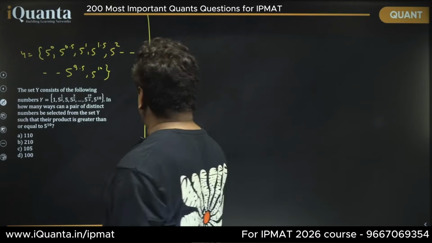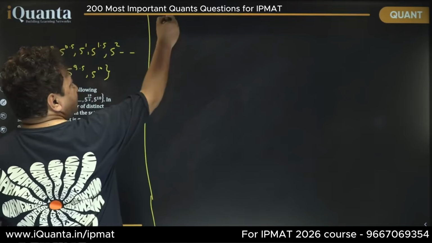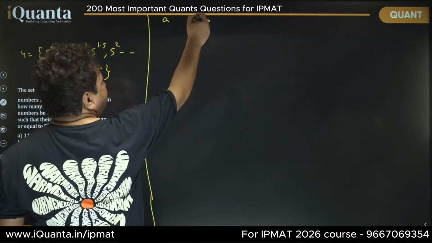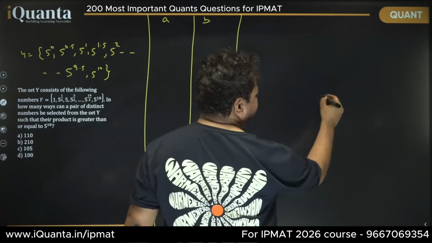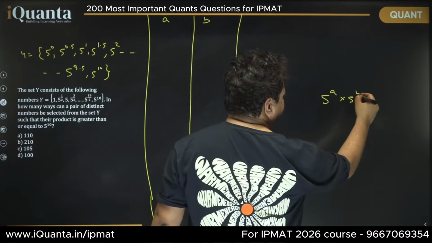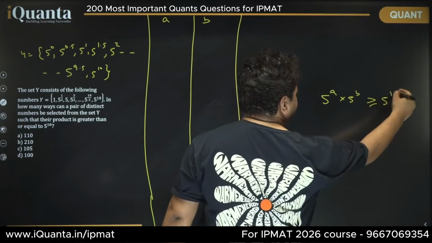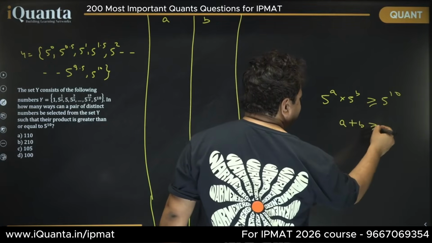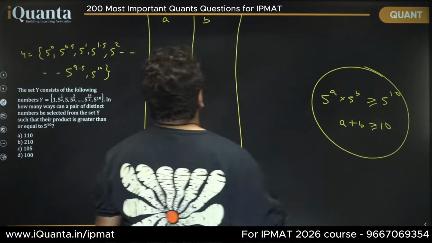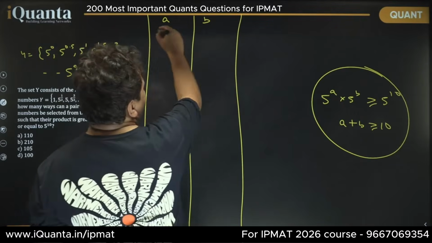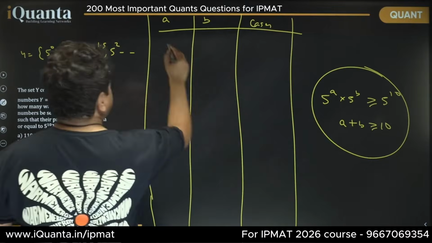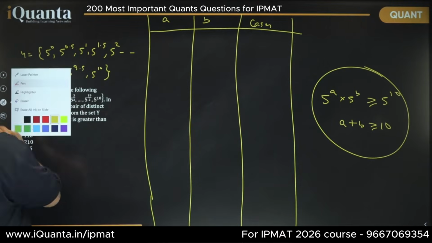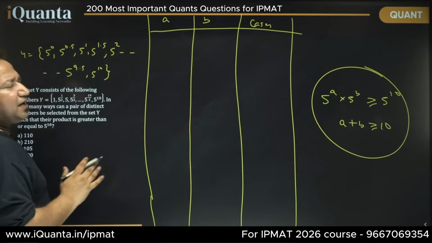Alright. So here I'll choose the values A, here the values B. Okay, and I hope you remember that this is 5 to the power A into 5 to the power B greater than or equal to 5 to the power 10, which also means A plus B must be greater than or equal to 10. That is what we know. Let's put in the values here and try to find the number of cases. Let's do that. Okay. So I'll start choosing, one by one.